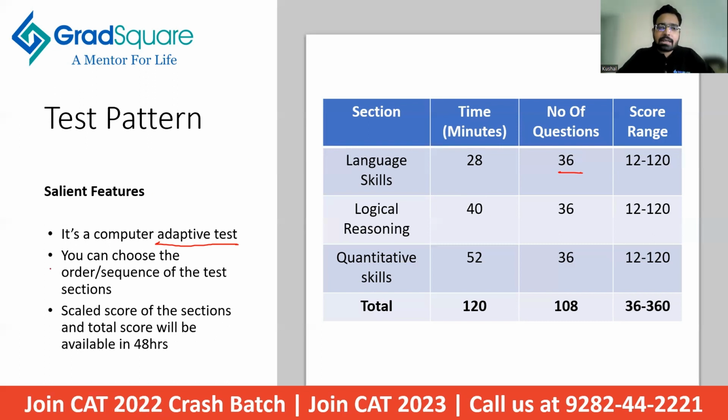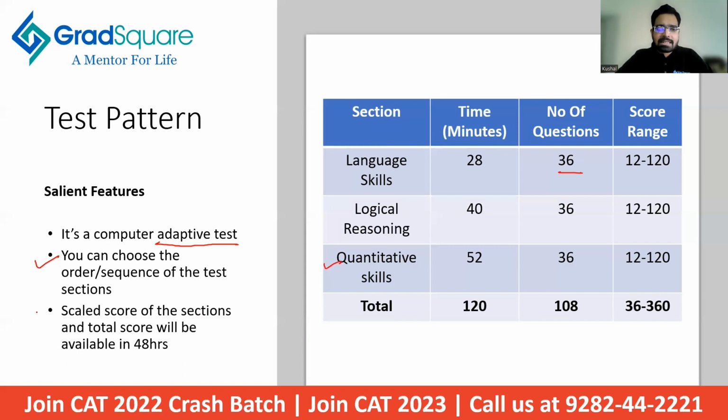The second important thing is you can choose the order or the sequence in which you want your sections to appear. So if you want your quantitative skills section to be the first section of your paper, it is quite possible. They will give you all the possible orders at the beginning of the paper, and you will have to choose which order you want your sections to appear. Once you've chosen that, you cannot change it midway through the paper.